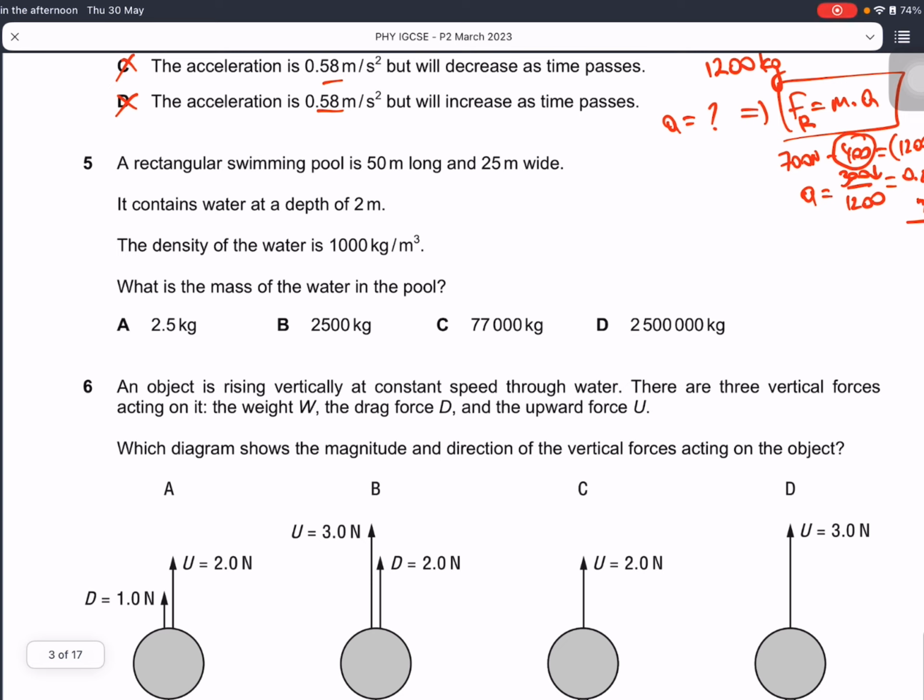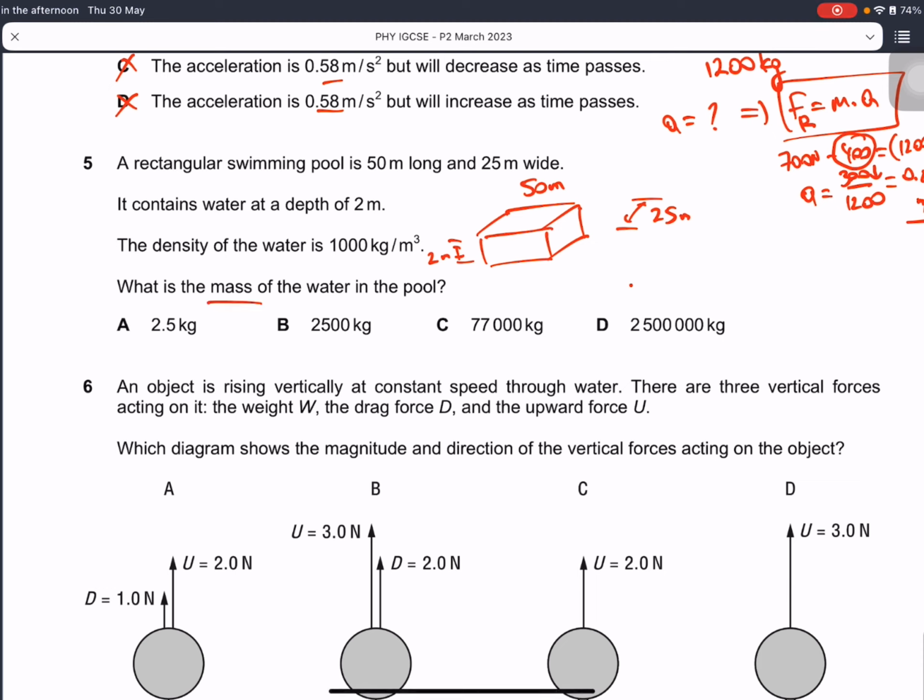All right, next question. A rectangular swimming pool is 50 meters long, 25 meters wide. It contains water at a depth of 2 meters. The density of the water is given to us. What is the mass of the water? Well, it's not that difficult. So we have a swimming pool, let's say, 50 meters long, and 25 meters wide here, and 2 meters of height here. How are we going to find the mass of the water here?